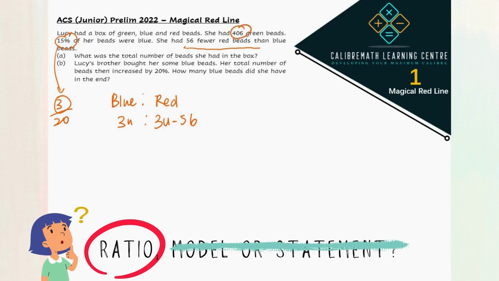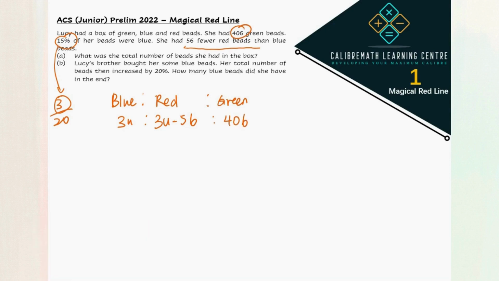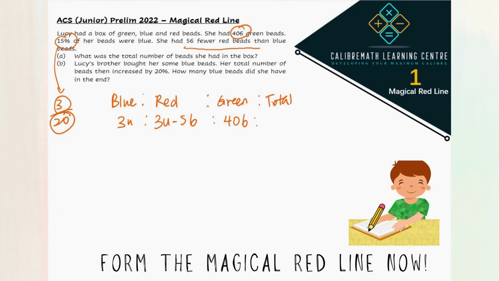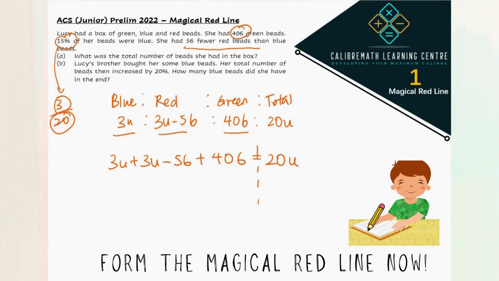And then since we are given that there are 406 green beads, we can also indicate that in our ratio, green is 406. The total number of units from this fraction here is 20 units. We can indicate the total number of units is 20 units. Now from here, we can form the magical red line sentence by writing 3 units plus 3 units minus 56 plus the 406, the blue, red, and green, to equate to the total number of units, which is 20 units. So by applying your magical red line, you will be able to solve that 1 unit is equivalent to 25.